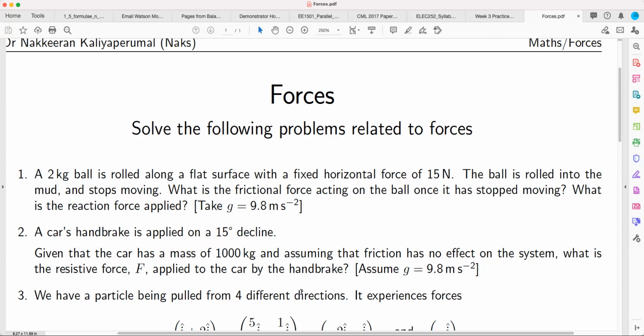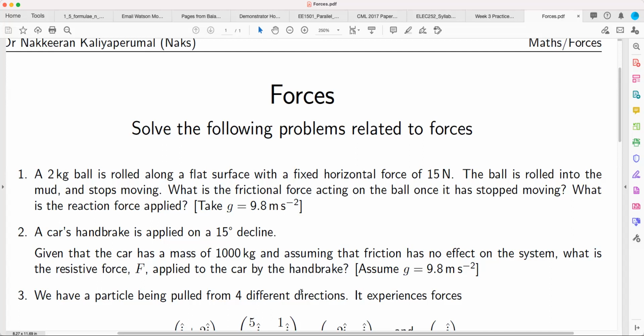It's at rest. Yeah. But there was a dynamics going on with the ball on the flat surface, right? There was a 15 Newton force applied horizontally. Yeah. And there is a 9.8 meter per second square gravity acting on that vertically. Do you see that? Yeah.